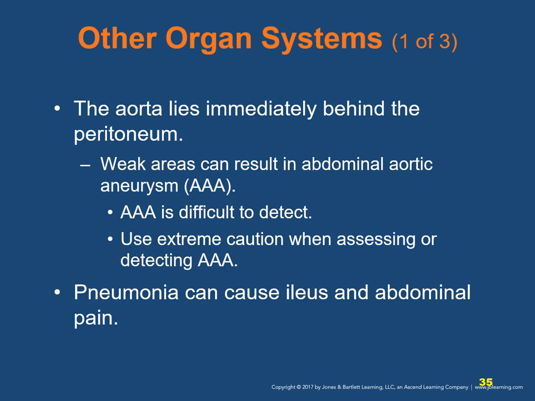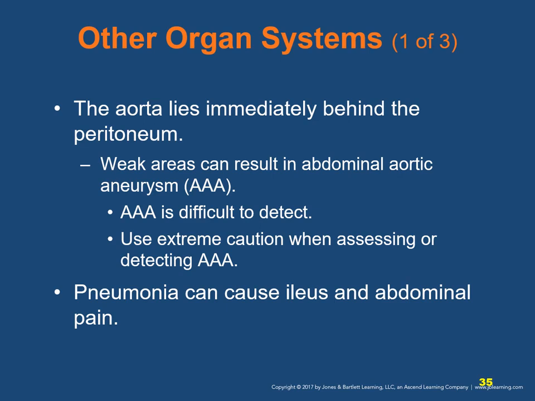In terms of other organ systems, the aorta lies immediately behind the peritoneum. Weak areas in the aorta can result in abdominal aortic aneurysm, also known as AAA. AAA is difficult to detect. Use extreme caution when trying to assess or detect a AAA. Development of an aneurysm is slow. If the aneurysm tears or ruptures, massive hemorrhage may occur. Pain may be described as a tearing sensation. Handle the patient gently during assessment and transport.